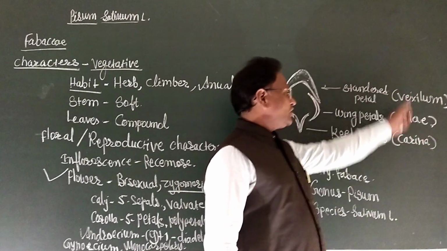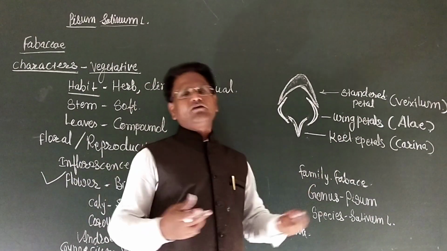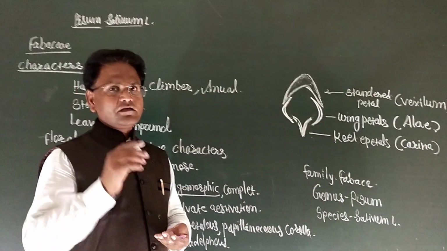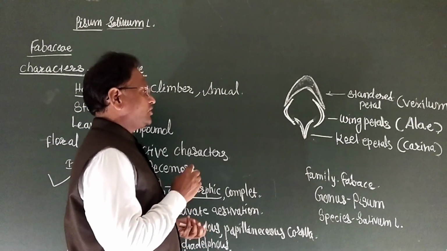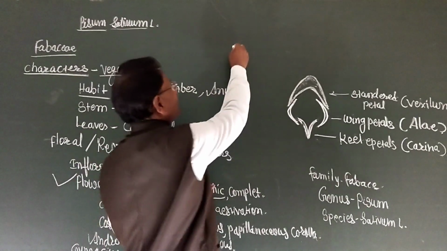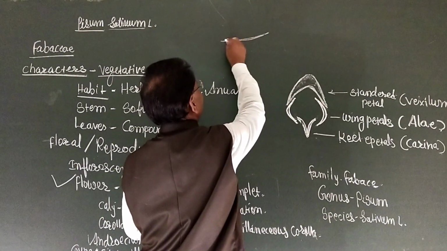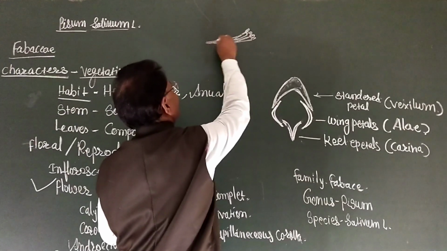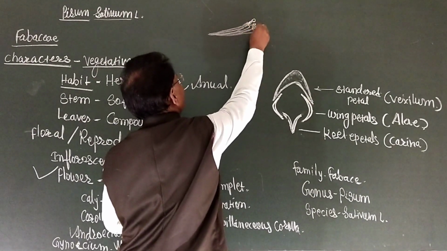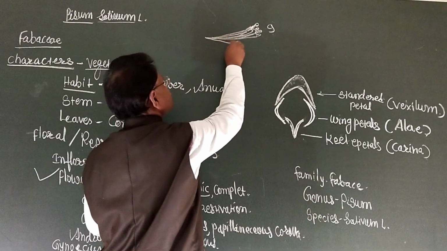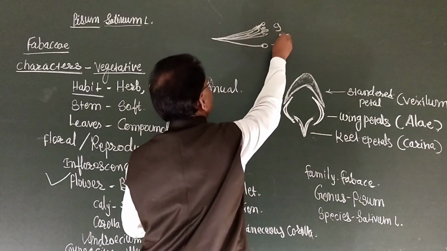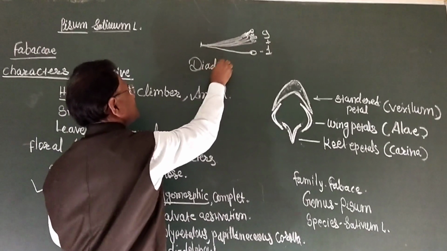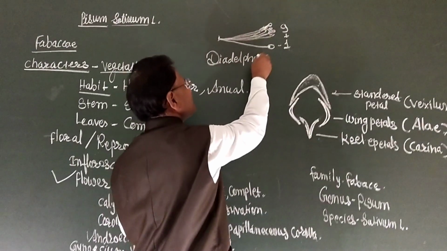So these three types of petals are developed in the corolla of the pea plant flower, and they are easy to handle during the process of hybridization. And the androecium is a special type of androecium, a diadelphous androecium. The 9 stamens fuse to form a bundle, and one of the stamens remains free. So 9 plus 1. This is the diadelphous androecium.